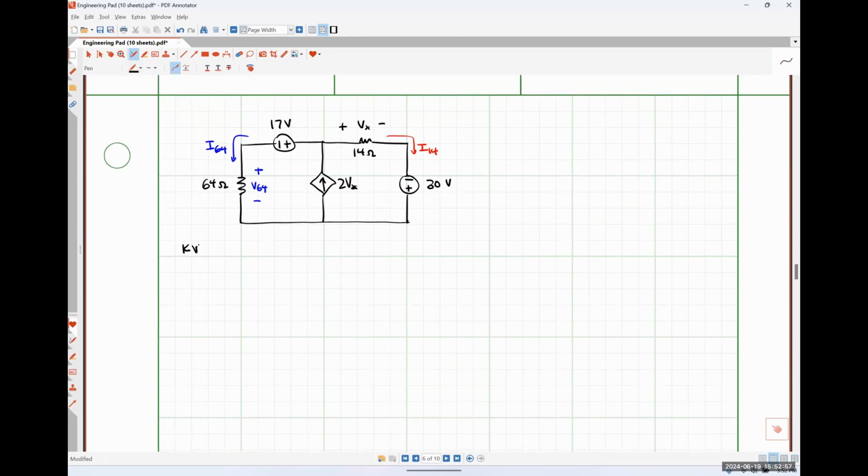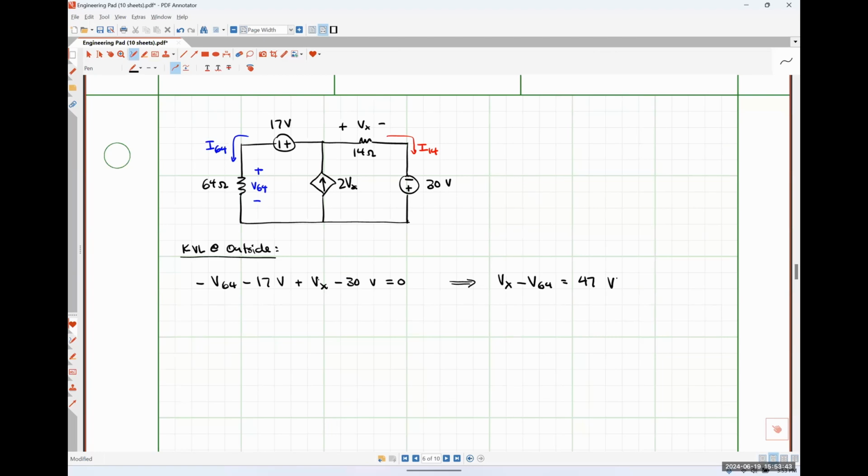I'm going to write a KVL around the outside of the circuit, or the perimeter. And so that would be negative V64 minus 17 volts plus Vx minus 30 volts is equal to 0. And I'm just going to rearrange that a little bit here. So I'm going to put Vx minus V64 is equal to 30 plus 17, so 47 volts.